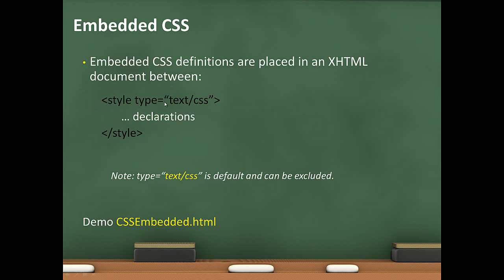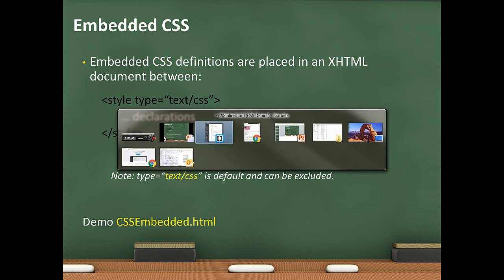Now notice that I have type equals text/CSS. It might be a good idea to use it, but what we're going to find out is HTML5 will allow you to simply open up a style tag and a closing style tag down below. So it's the default. It can be excluded here. Let's take a look at CSS embedded here.